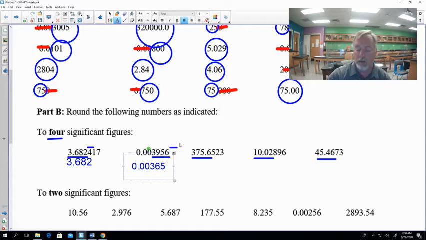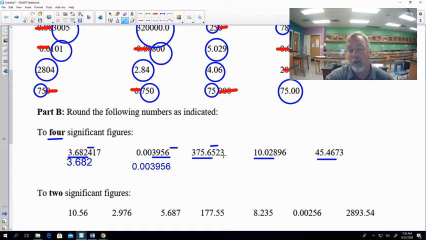0.003956. Oh, 3956. This one already had just its 4 significant figures. How about our next one? 375.6. There's our 4 that we're looking for. We're going to use our next digit here. In this case, it's this 5. What's a 5 tell you to do? 5 tells you we need to round up.